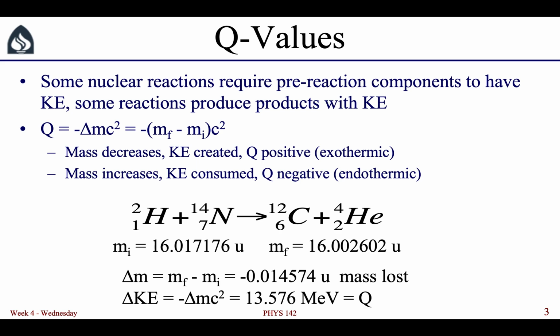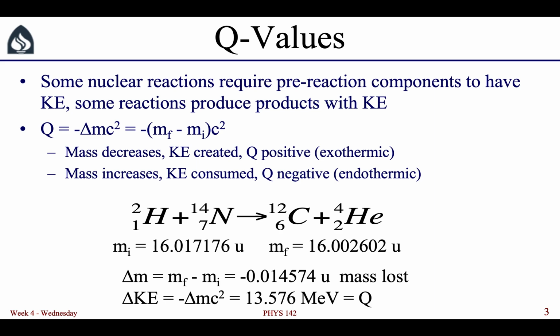Some nuclear reactions require the pre-reaction components to have kinetic energy. Other reactions produce products that have kinetic energy. It all depends on how the mass of the products compares with the mass of the reactants. The Q value captures the amount of energy that is either consumed or produced by the reaction, and the Q value is equal to the negative of the change in mass times c squared.